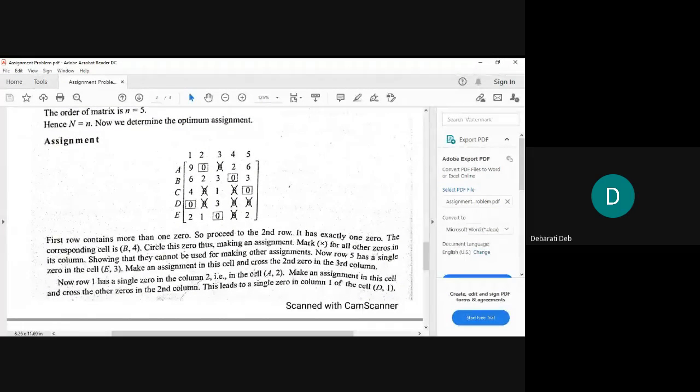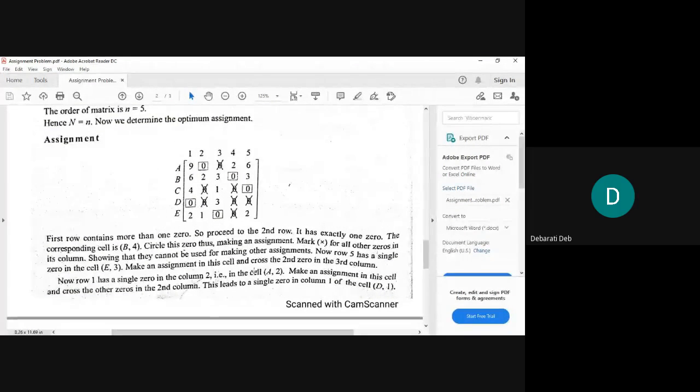Okay, anyway, the next row is the fifth row, which has exactly one 0. What is the cell number? It is E3, right? Quickly circle that 0 in cell E3. When you are circling, what does it indicate? You are assigning job 3 to machine E.